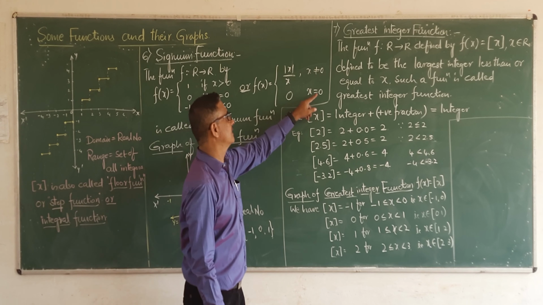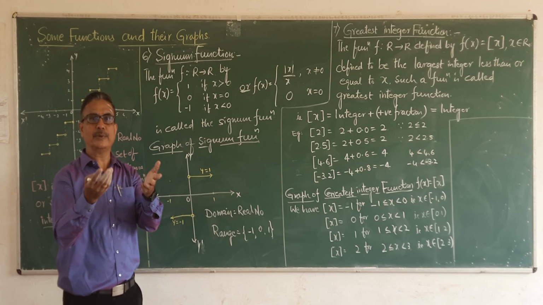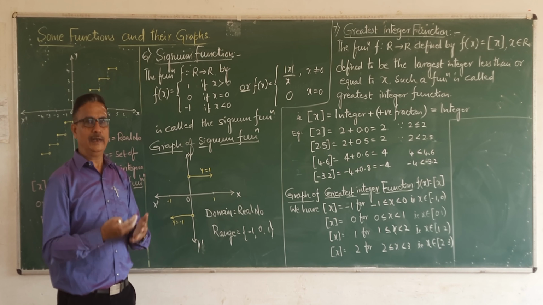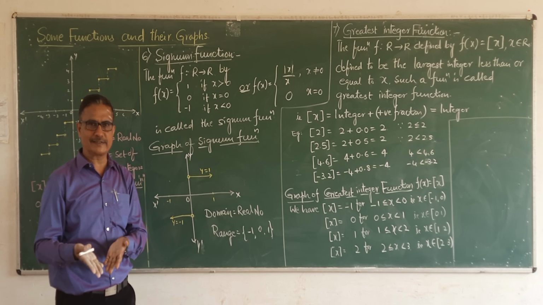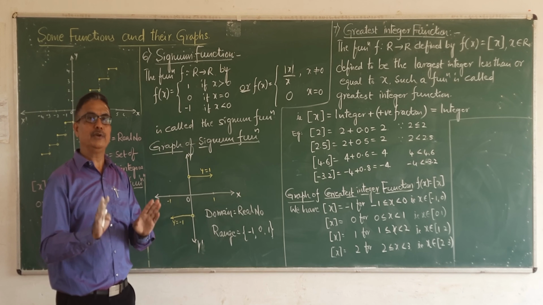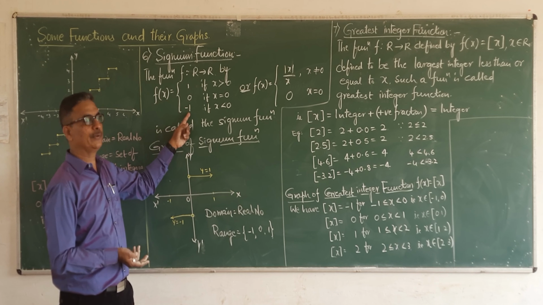Note, when x is more than 0, the f of x value is 1. If you take x equal to 2, which is more than 0, f of x is 1. If you take x equal to 5, 5 is more than 0, so f of x is 1. If you take x equal to 10, f of x is 1. If you take x equal to minus 5, clearly minus 5 is less than 0, so go here: f of x is minus 1. If you take x equal to minus 10, minus 10 is less than 0, f of x is minus 1.